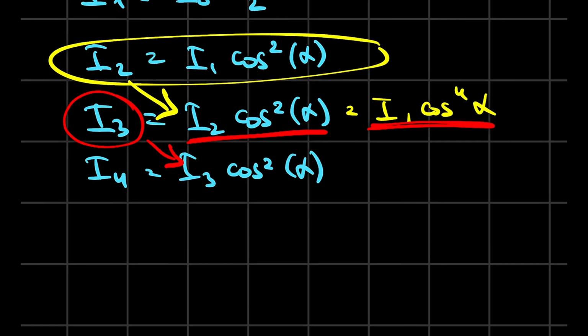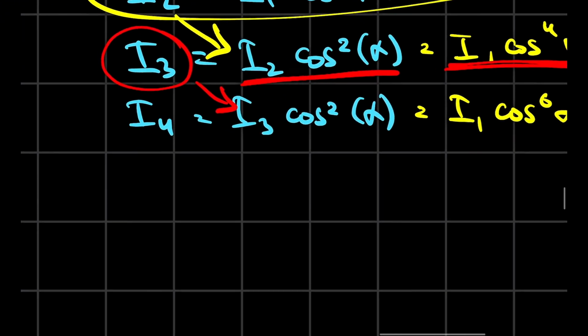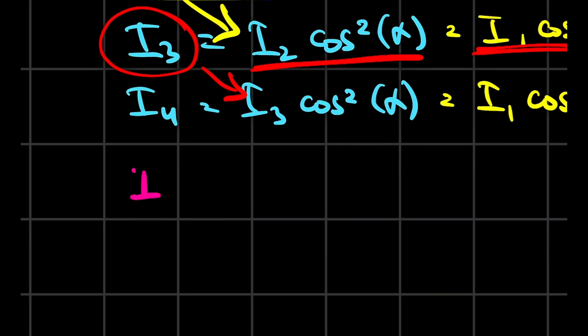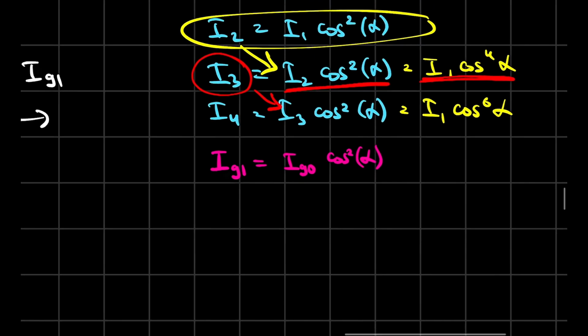Okay, so what it shows is that this thing would be what? If I put here intensity 1 instead of intensity 3, then it would be intensity 1 cosine squared again, and this thing would be cosine 6th power alpha, right? Okay, and it goes on all the time, as you can see. So by this tendency, the last one, intensity number 91, must be intensity number 90 cosine squared alpha.